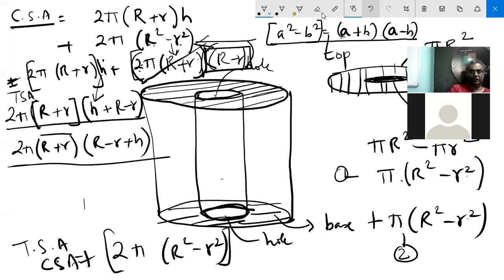This part and this part come from this formula: a squared minus b squared equals a plus b into a minus b. Understand? So TSA is equal to 2 pi r plus r into r minus r plus h.